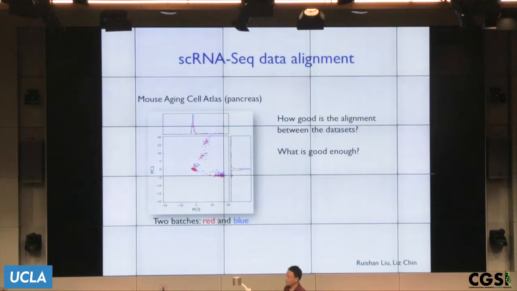Oftentimes, when people analyze this kind of data, they first have to somehow put the data from different batches together. There have been a lot of computational methods very recently for how to put these batches together. After you put them together, you get something like this, and people usually look at the PCA or t-SNE plots to see whether the data is properly normalized and the cells are properly aligned. So the question we want to ask is, when you look at these plots, how good is the actual alignment between these 2 data sets, and how do you know if the alignment is good enough?